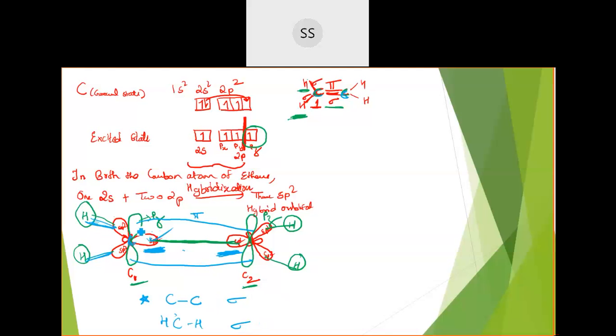Remaining is what? The unhybridized p orbital. You can say the unhybridized p orbitals in both the carbon atoms will overlap sidewise or laterally to form one pi bond. Over. Then you have to explain the structure; you have to finally give the structure. That sentence you need to give now. I'll give that in the next page. After that, once everything is over, the overlapping would look like this.